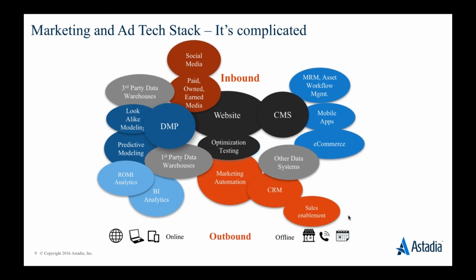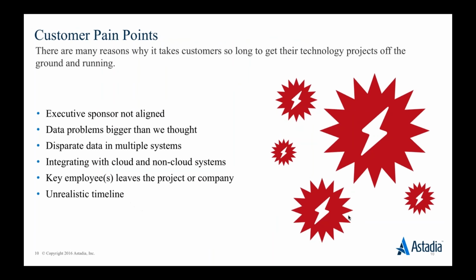Customer pain points. Well, there are many reasons why it takes customers so long to get their projects off the ground. The executive sponsor is not aligned, or they are aligned and they become unaligned. Data problems bigger than we thought. So data is always a major issue. Again, as I said earlier, data will continue to be a problem after you go live.